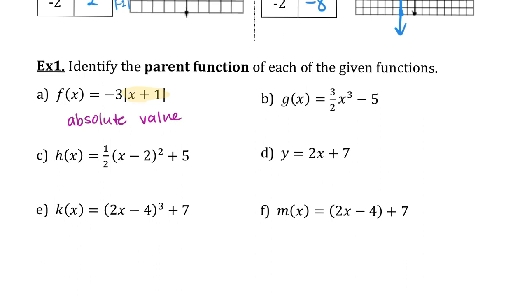Okay, if you're starting to get the hang of it, pause the video and then check your answers. Okay, this is B. g of x equals 3 halves x cubed. I'm just looking at the x. x cubed. Cubed, cubic. So I don't know exactly what it does, but I know it's going to go up on one side, down on the other side. Okay, for C, h of x equals 1 half times the quantity x minus 2, squared. That's squared, quadratic.